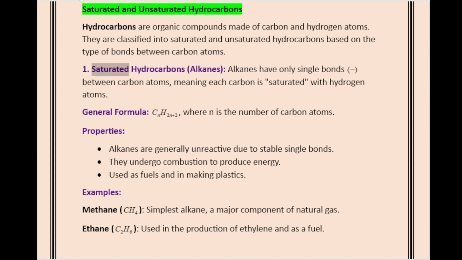1. Saturated hydrocarbons: Alkanes. Alkanes have only single bonds between carbon atoms, meaning each carbon is saturated with hydrogen atoms. General formula, where n is the number of carbon atoms.